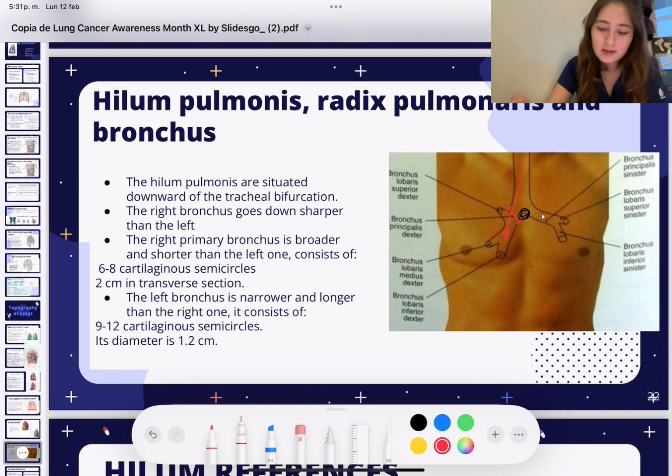We have here different structures: bronchus principalis, and then divided into bronchus lobaris superior sinister and bronchus lobaris inferior sinister. Then we have bronchus lobaris superior dexter, and bronchus principalis, that will be this one in here. This is principalis. We have bronchus lobaris medius dexter, bronchus lobaris inferior dexter, trachea, and carina.